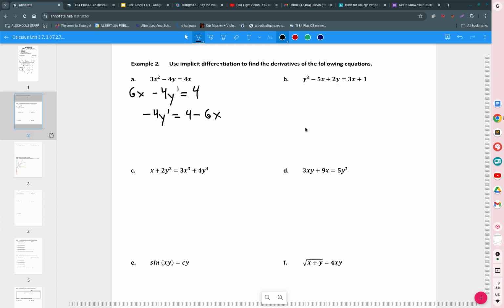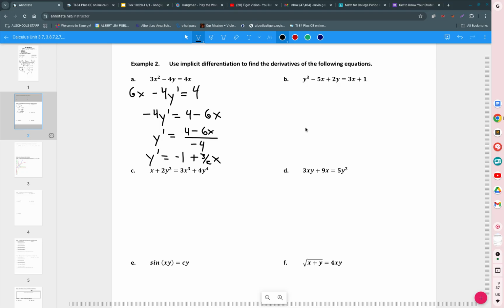And then I divide by negative 4. y prime is equal to 4 minus 6x over negative 4. I should make sure that I simplify my fraction. I would have a negative 1 plus 3 halves x. That's it? Yeah.